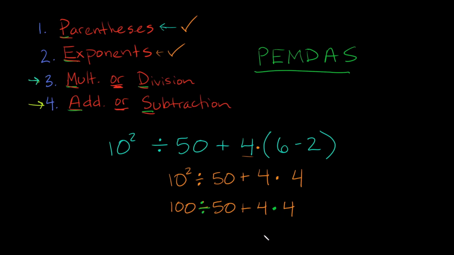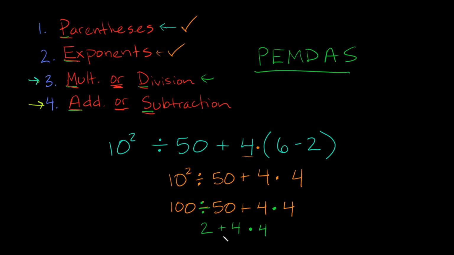All right, so which one do you do first? Well, again, when you have two operations that are on the same step, right? So we have multiplication and division on the same step. You always just do whichever one pops up first when you read it left to right. So in this case, we would do the division first. So let's do that. So we have 100 divided by 50. So that simplifies down to 2. Let's bring down the rest of our problem. We have 2 plus 4 times 4.